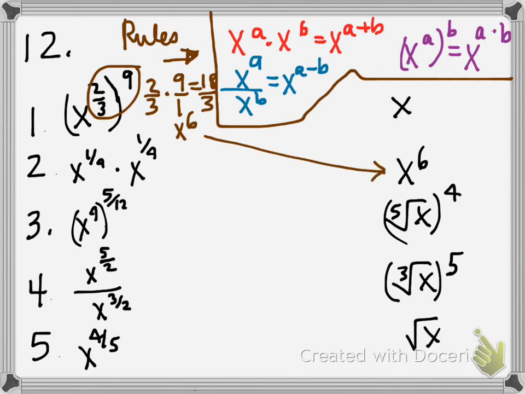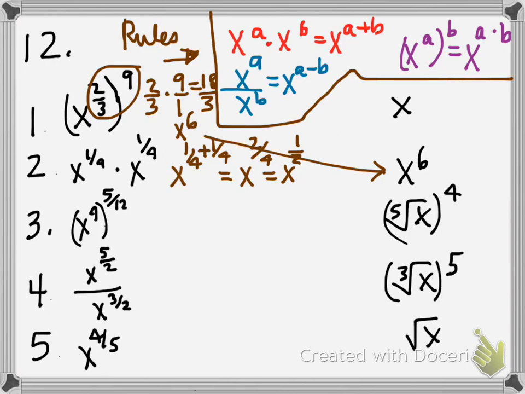For number 2, we're going to be using the rule in red, the multiplication rule that says if they have the same base and you're multiplying, then you add the fractions. So this is x raised to the 1/4 plus 1/4. Since the denominators are exactly the same, we can combine these quickly. 1/4 plus 1 more fourth is 2/4. And if you reduce 2/4, you would get 1/2.